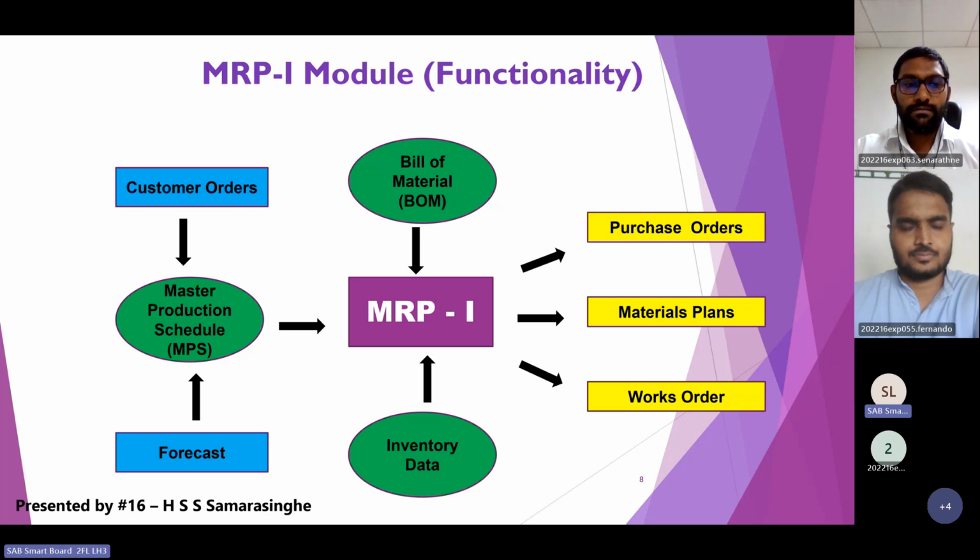This is the functionality of MRP1. You can see the green color functions as the input: bill of materials, master production schedules, and inventory data. And you can see the yellow color output as purchase orders, material plans, and work orders.